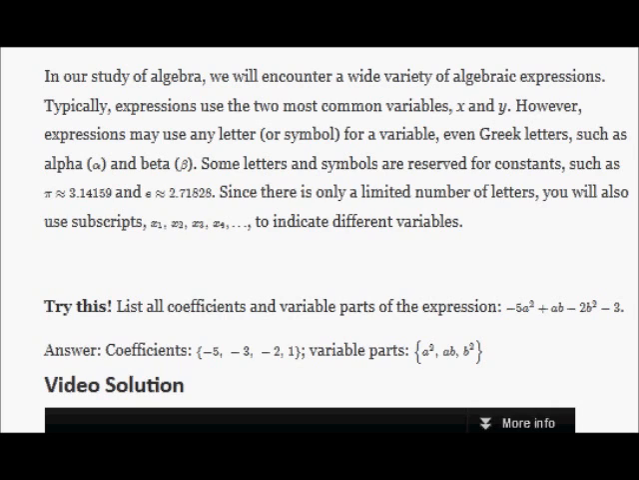Since there's only a limited number of letters, you'll also use subscripts like x1, x2, x3, x4 to indicate different variables. So, here's a question. List all coefficients and variable parts of the expression negative 5a squared plus ab minus 2b squared minus 3.